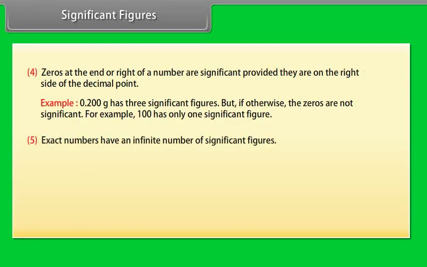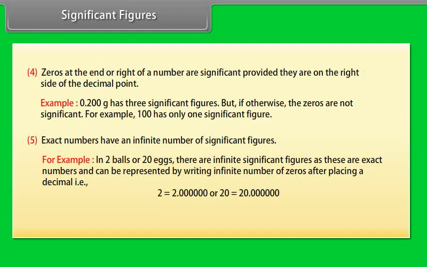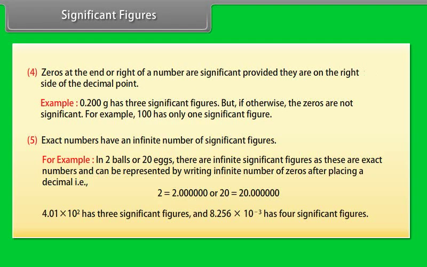Exact numbers have an infinite number of significant figures. For example, in 2 balls or 20 eggs, there are infinite significant figures, as these are exact numbers and can be represented by writing infinite number of zeros after placing a decimal, that is, 2 is equal to 2.0000 or 20 is equal to 20.00000. 4.01 × 10^2 has 3 significant figures, and 8.256 × 10^-3 has 4 significant figures.